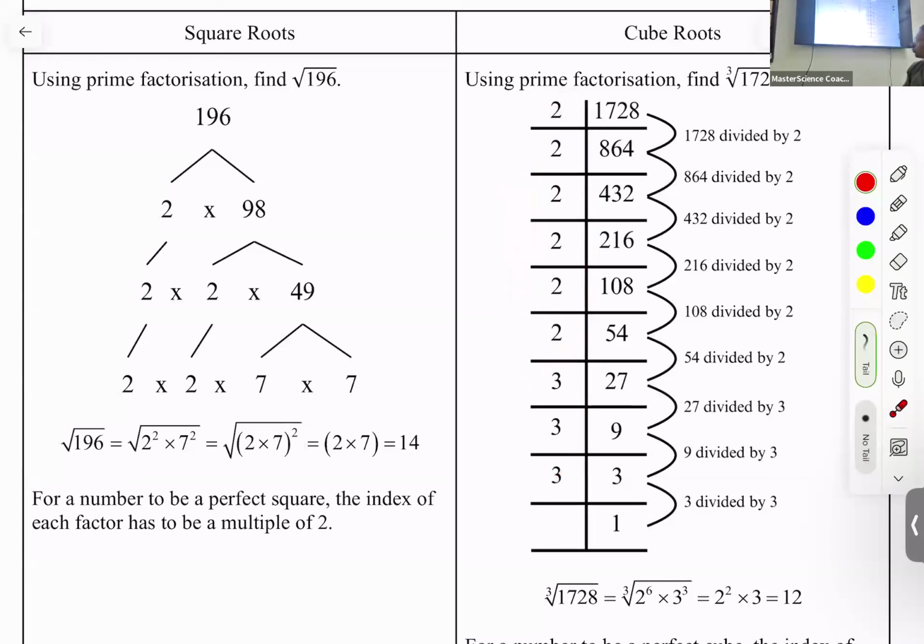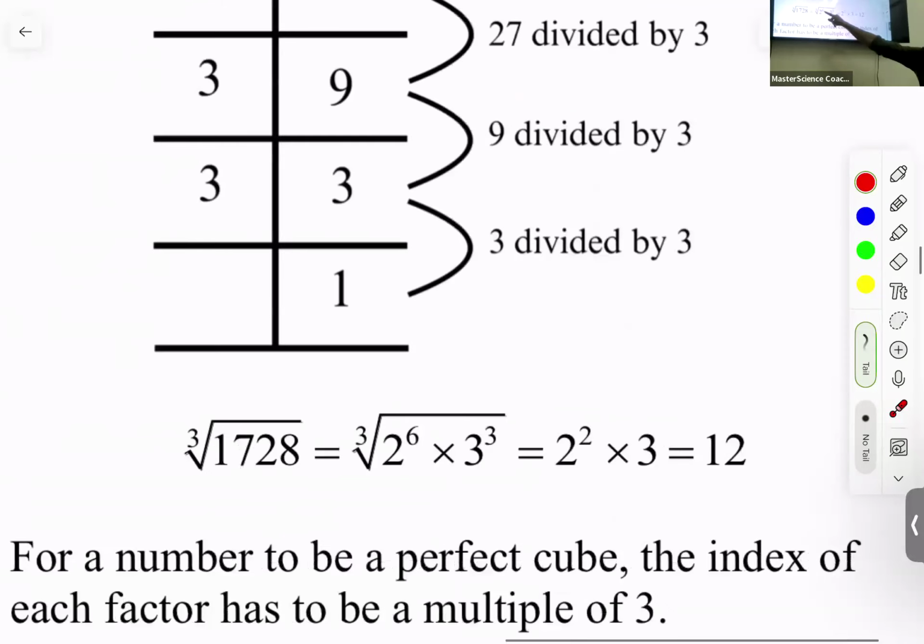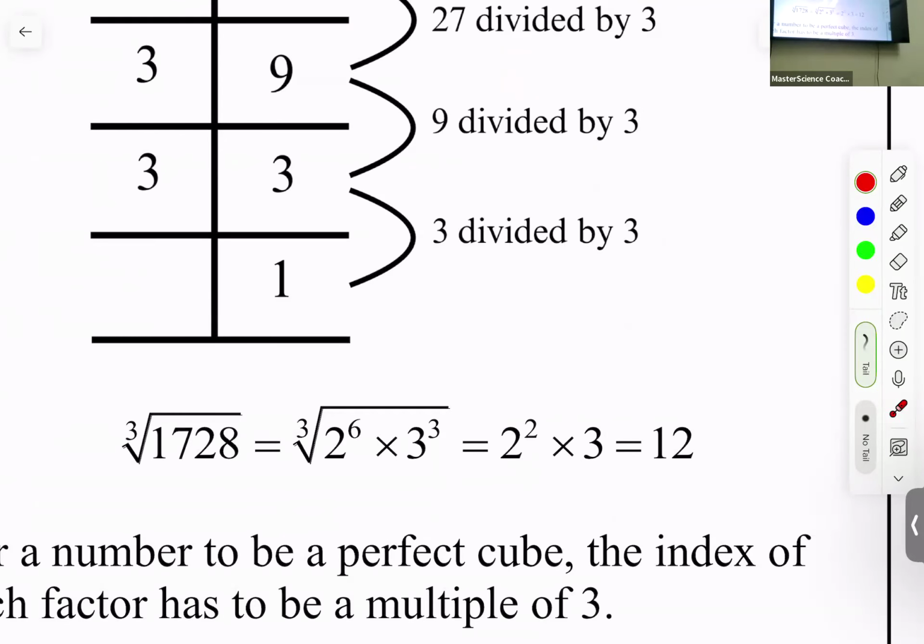Now, when I apply the cube root, let's see whether you're sharp or not. What do you notice happening to the index? So 1728 is 2 to the power 6 times 3 to the power 3. Agree? The question here is not asking for the prime factorization of 1728. The question is asking for the cube root of 1728. So you need to apply the cube root here. But what do you notice happening to the indices?